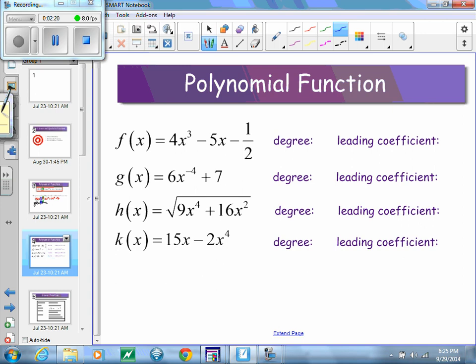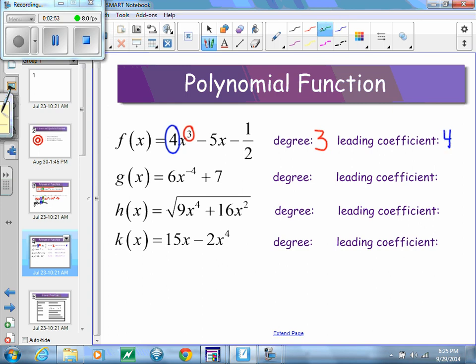And when we look at the first one here, this is a polynomial. The reason it is a polynomial is because all of your variables here, if they do have an exponent, it is an integer, and it's going to be a positive integer. And so if I look at the function f of x here, with the largest exponent being 3, that would be the degree of our polynomial. And then the leading coefficient is going to be the coefficient that is attached to the variable with the highest exponent, which in our case here is going to be 4.